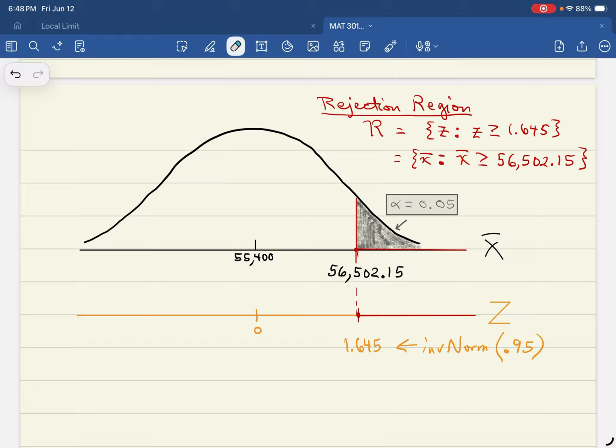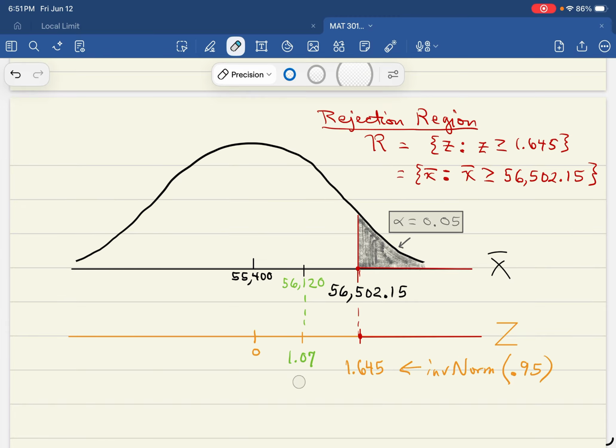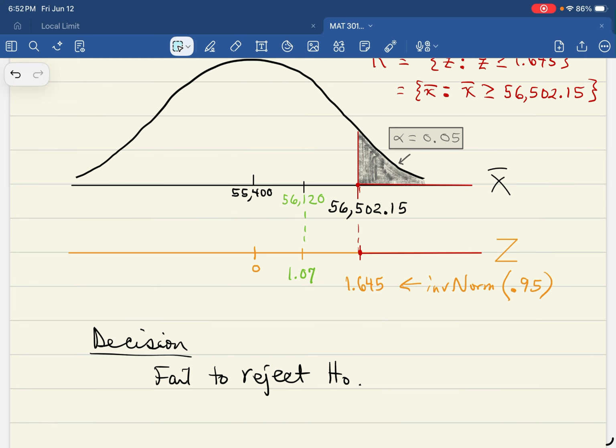Now recall that we calculated the test statistic, so now that we see that our test statistic and the associated value in terms of the original data set do not fall in the rejection region, then our decision is to fail to reject the null hypothesis. So at the alpha equals 0.05 level of significance, there is insufficient evidence to indicate a statistically significant difference of annual salaries for public school classroom teachers in the state of Ohio from that of the national average.